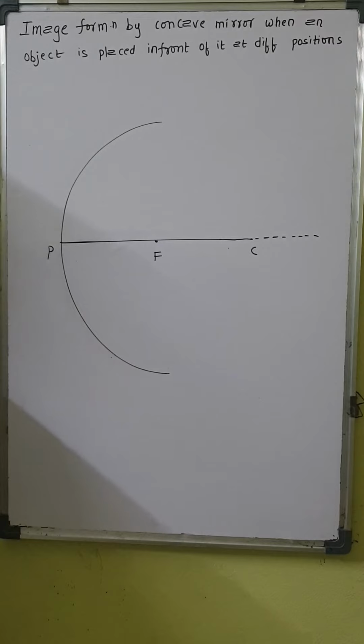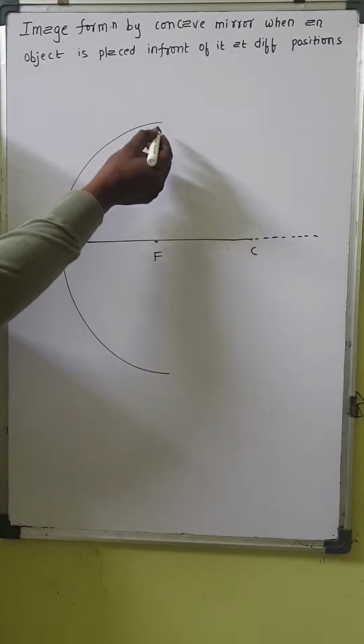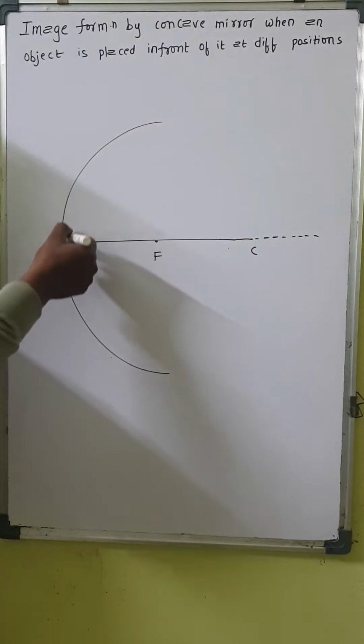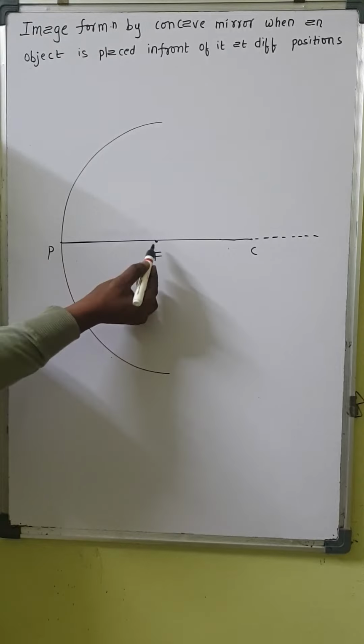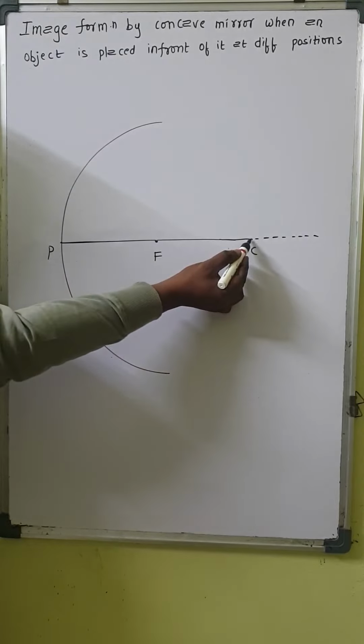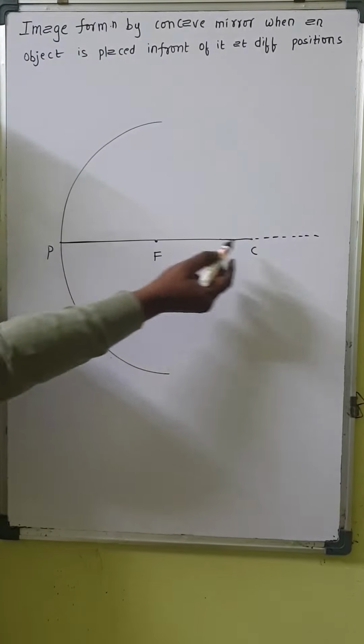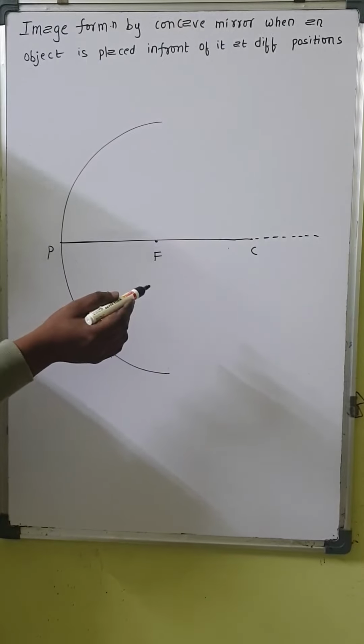Before learning where the concave mirror forms the image, first of all you should know at how many different positions an object can be placed in front of a concave mirror. If this side of the mirror is the concave mirror, these are the terms of the mirror: pole, focus, center of curvature. This is the principal axis.